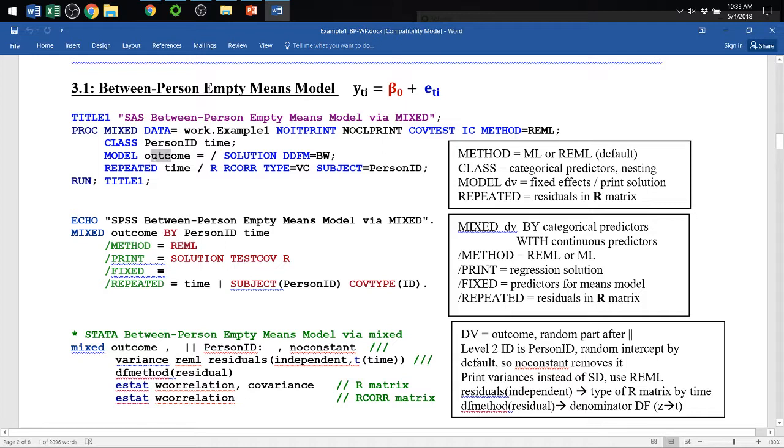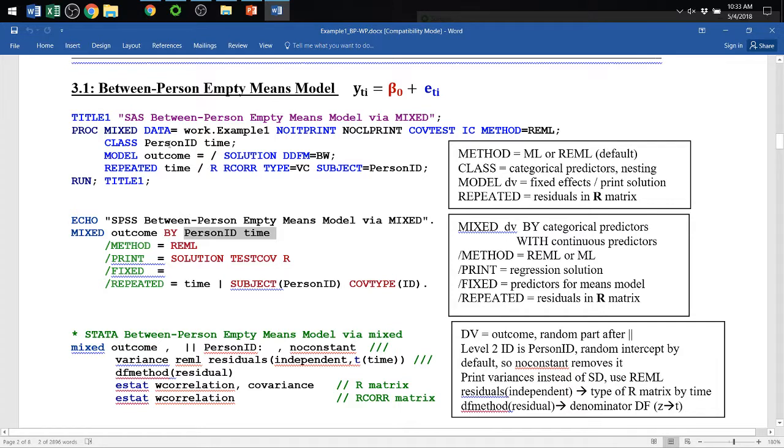Model outcome on SAS is how you tell it what DV you have, what dependent variable, the same thing as mixed outcome. By is analogous to class, so this is how you denote nesting variables as well as categorical predictors. I have seen models either not run or take too long when I don't include these variables here, and I'm not sure if it's superstition or if it's actually the case, but I always do that.